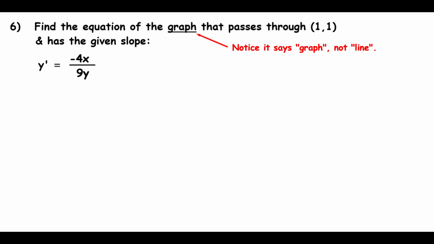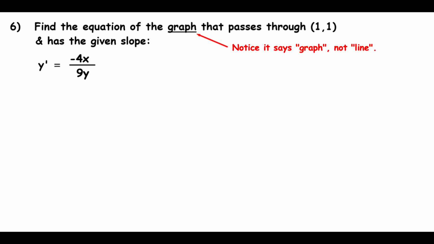Number 6. Find the equation of the graph that passes through 1, 1. I had to catch myself because I was ready to go point slope for them like autopilot, and then I realized it's not linear. In fact, look at the derivative. Y prime's got variables in it. That's not a line. Okay, so it is going to go through 1, 1, but that 1, 1 will be used to figure out what the plus c is, the constant of integration.